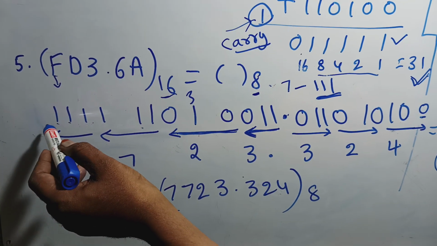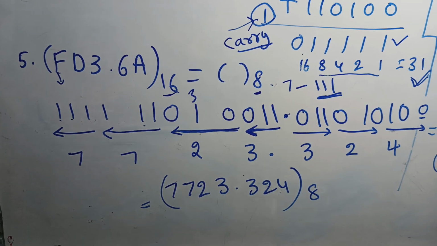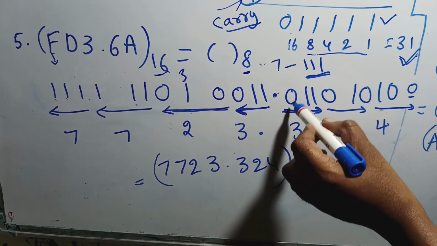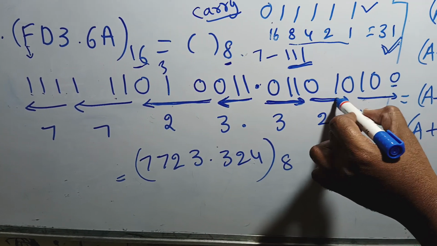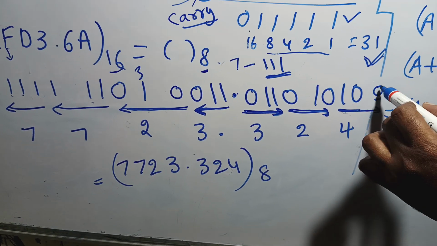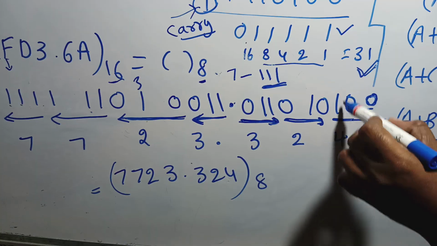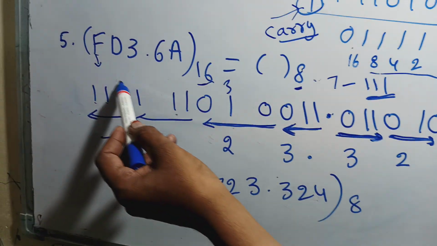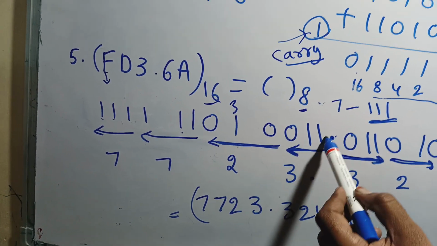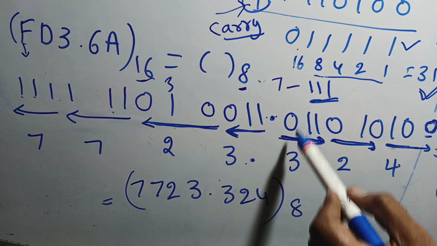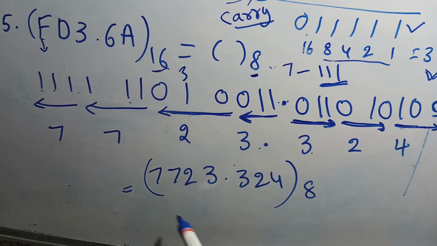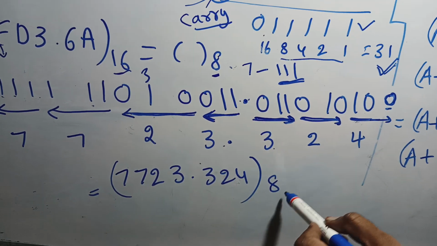If you don't have 3 bits on the left side, you can add zeros, no problem. The right side also you take 3 bits: 011, 3 bits 010, 3 bits 10. Here the third bit is not there, only 2 bits are there, so on the right side you add a zero. This is the 3-bit octal grouping. Then 111 means 7, 111 means 7, 010 means 2, 011 means 3, and after the point 011 is 3, 010 is 2, 100 is 4. So this is the octal number: 7723.324.